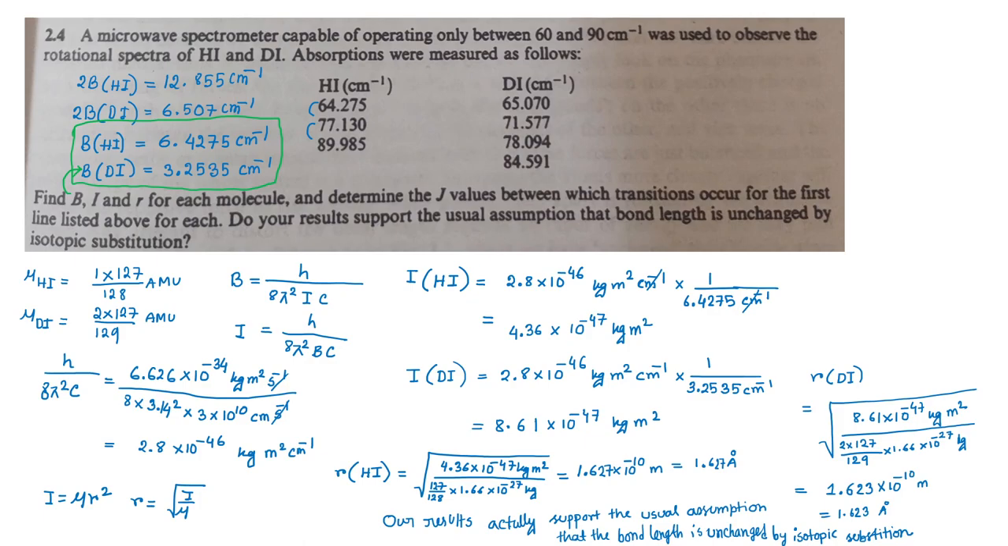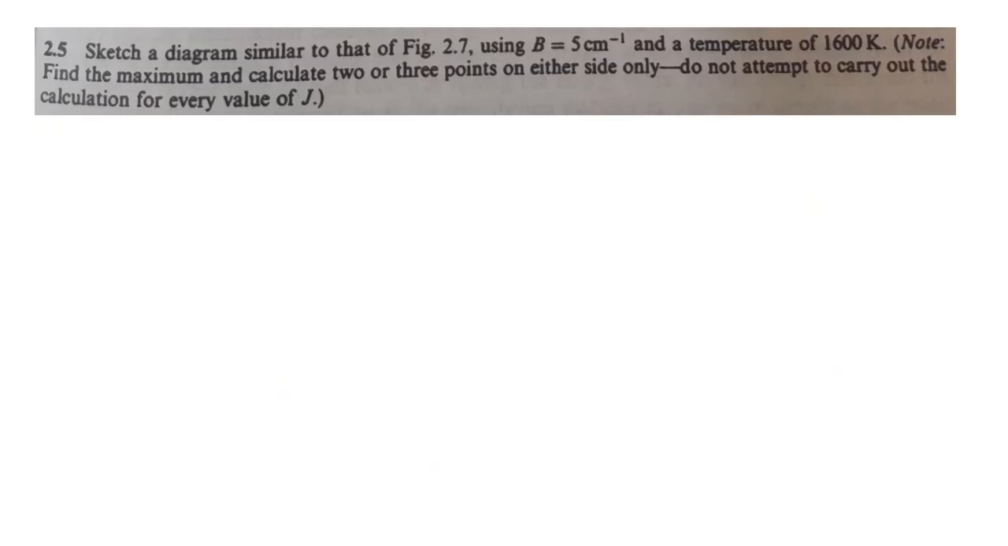Okay, I hope you got this problem, what we wanted to do, right? Okay, let us solve maybe another problem and then let us call it a day. So let us solve this question. Sketch a diagram similar to that of figure 2.7 using B equal to 5 centimeter inverse and a temperature of 16,000 K. So in rotational spectroscopy, they are talking about the maximum J. So J max, we know the formula.